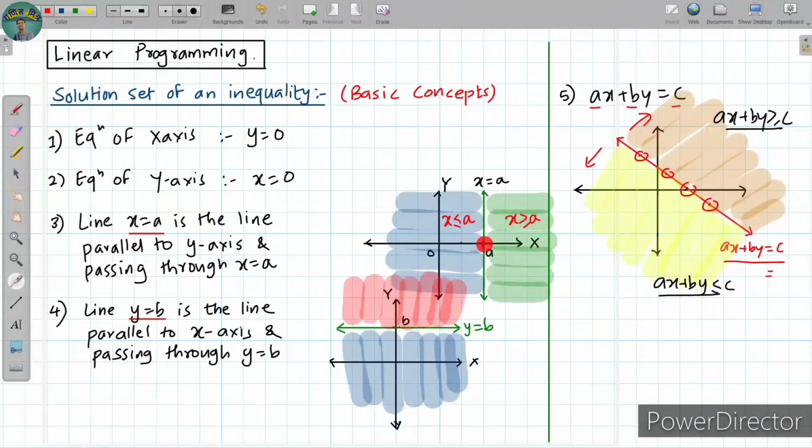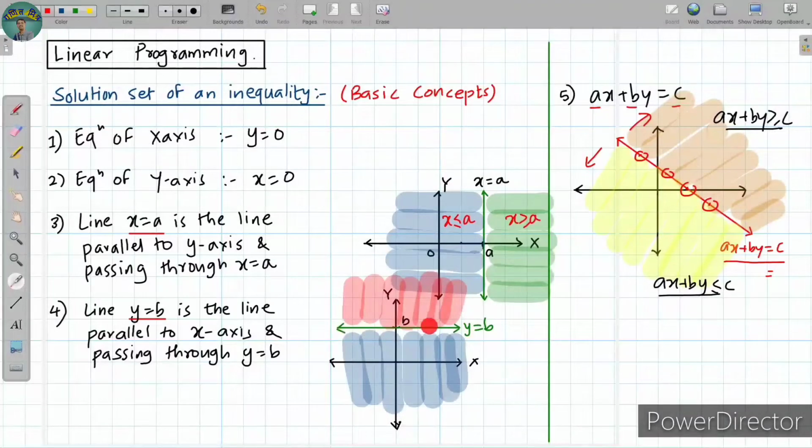at this point x equals a, and as you go to the right, the value of x goes on increasing, so it is always greater than a. For any point in this green region, x is always greater than a, and any point in this blue region, which is on the left of that line, is always x less than or equal to a.